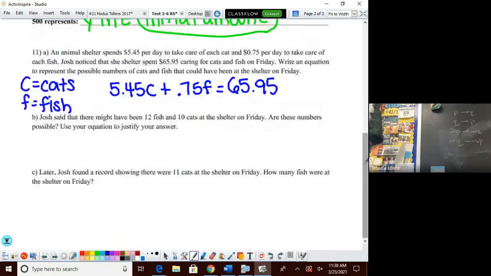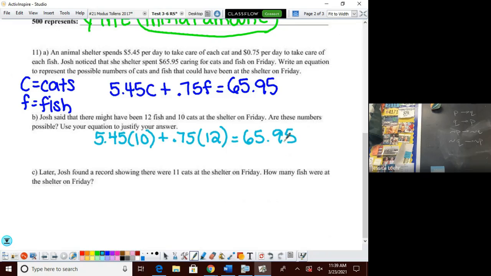The second part was that Josh said there may have been 12 fish and 10 cats at the shelter on Friday. That's why I wrote this down here so I know which variable is which. Are these numbers possible? Use your equation to justify your answer. So you're going to plug in 12 for F and 10 for C and see if it satisfies the equation. It's like you're doing a check. So $5.45, and there was 10 cats plus 75 cents, and there were 12 fish, equals $65.95.